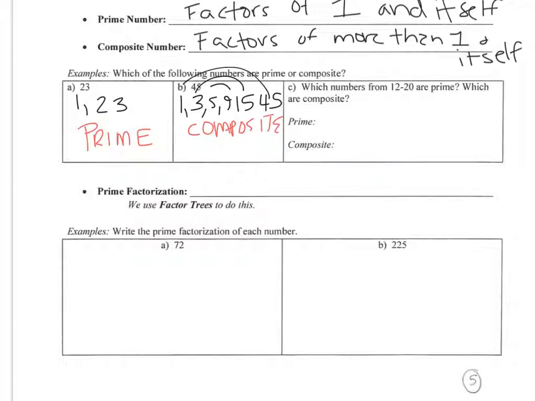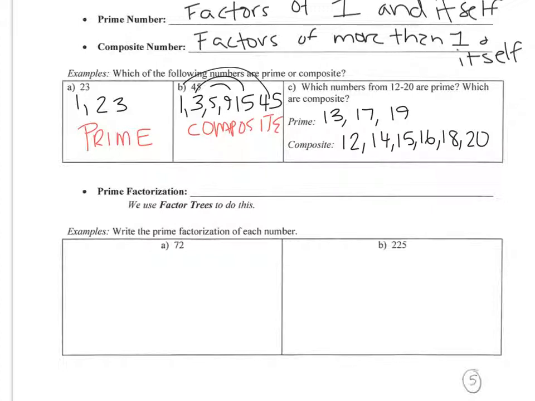Which numbers from 12 through 20 are prime? 13 is prime, 17, and 19. The composite ones are 12, 14, 15, 16, 18, and 20.